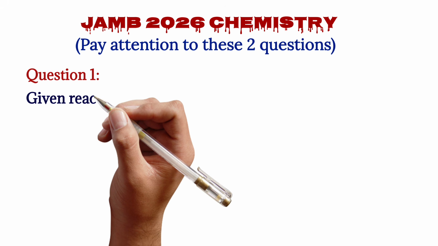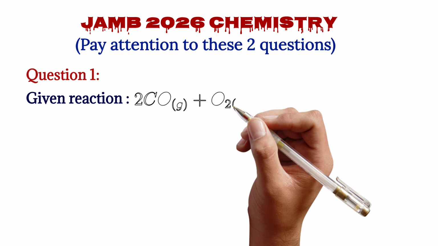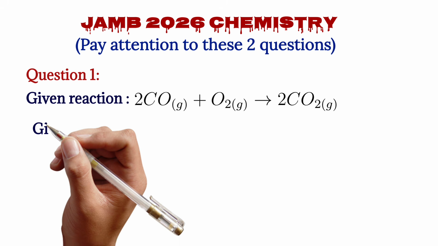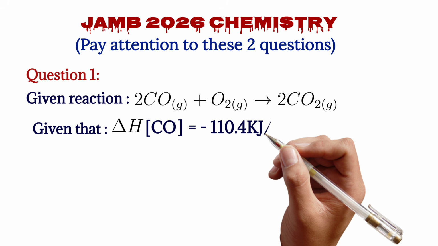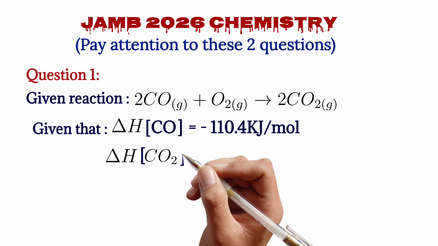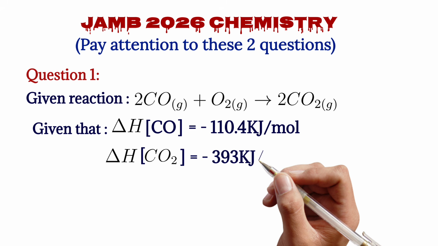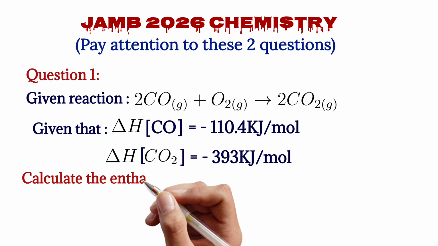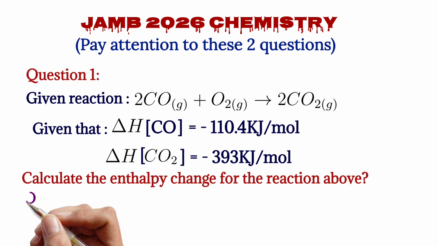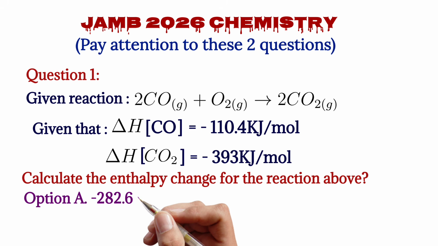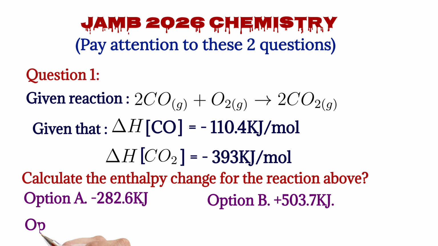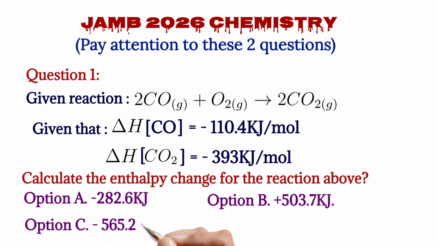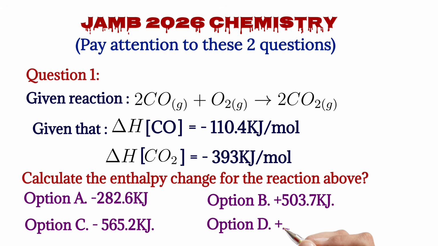Question 1. You are given this reaction. 2CO gas plus O2 gas gives 2CO2 gas. Given that the enthalpy change of CO is minus 110.4 kilojoules per mole, and the enthalpy change of CO2 is minus 393 kilojoules per mole. Calculate the enthalpy change for the reaction above. Option A minus 282.6 kilojoules. Option B plus 503.7 kilojoules. Option C minus 565.2 kilojoules. Option D plus 282.6 kilojoules.